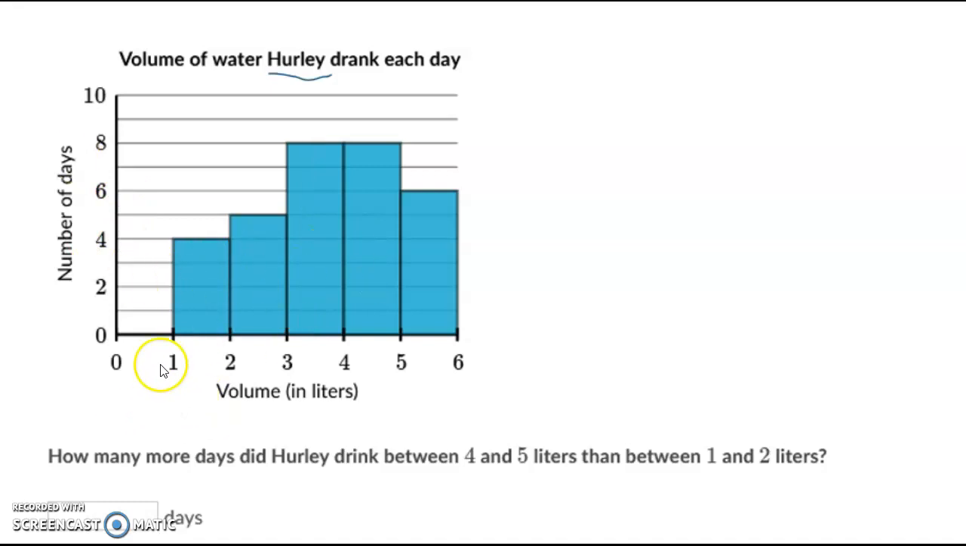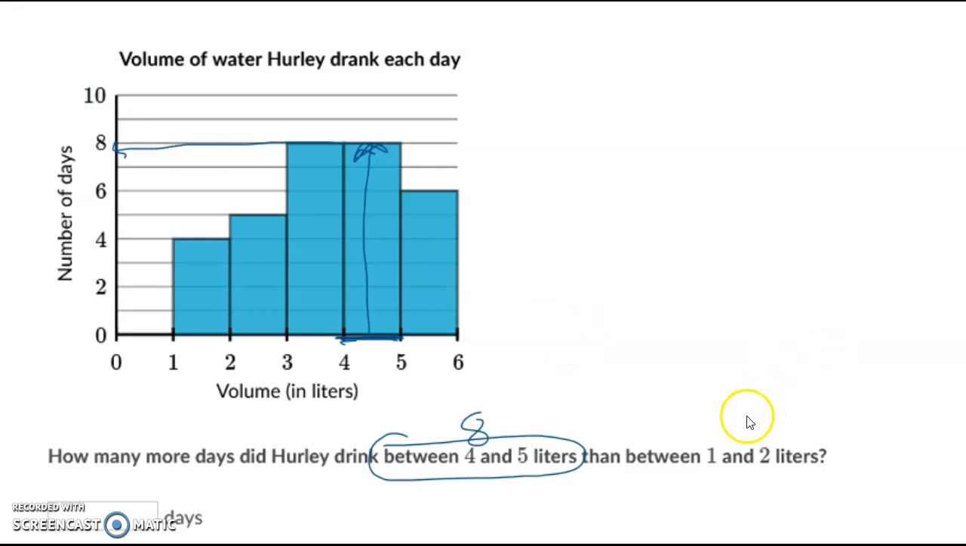So let's see what the question's asking us. The question said, how many more days did Hurley drink between 4 and 5 liters than between 1 and 2? Okay, so when we're asking about how many more, I know that we're trying to find the difference between these numbers, but I don't know the numbers. So let's figure this out. How many times did he drink between 4 and 5 liters? Using my histogram, this is the number of liters, so somewhere in here. And then he drank between 4 and 5 liters 8 times. I followed this all the way over to the 8. So 8 times.